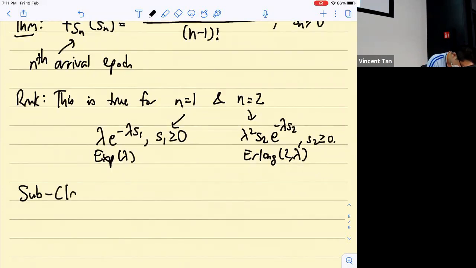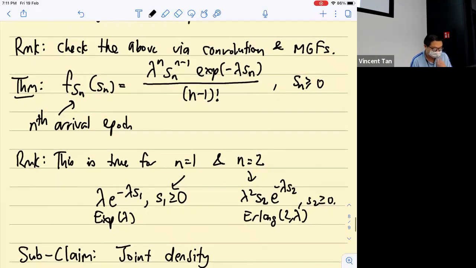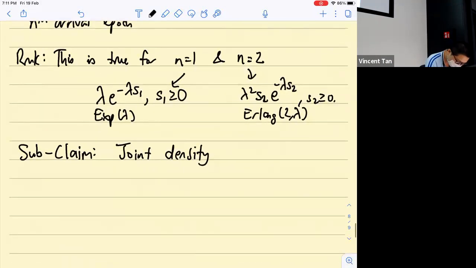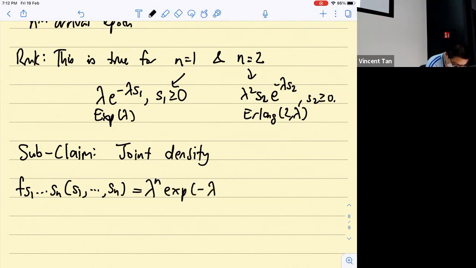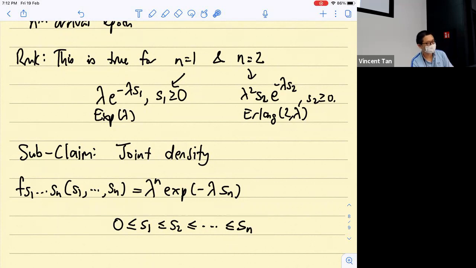To prove this theorem, we will prove a lemma first. That is the joint density. The theorem is the marginal density of the Sn. Let's look at the joint density. This is the claim: the density of S1 up to Sn is lambda to the n e to the minus lambda Sn. If you do this, you only get half the marks, because you have to be aware that all the S's must be ordered. If they are not ordered, the density is 0. Okay, we will not write that down. Actually, we should be pedantic. Let's write it down.